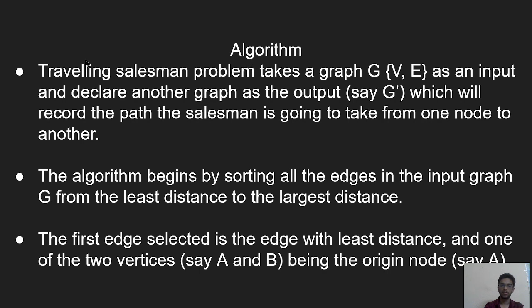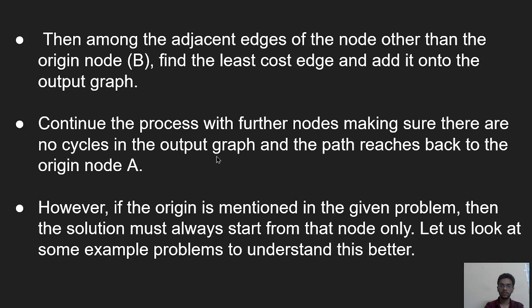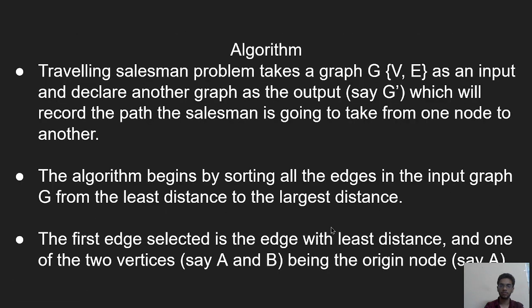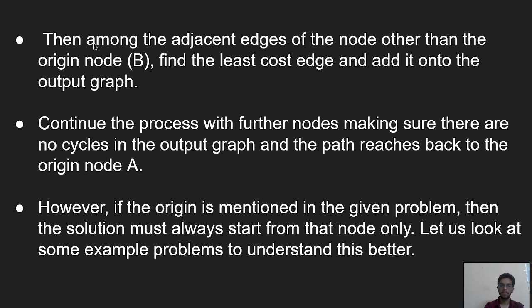The algorithm will take a graph G as input and declare another graph as output. We will record the path the salesman takes from one node to another. The algorithm begins by sorting all the edges in the input graph G from the least distance to the largest distance. The first edge selected is the edge with least distance, and one of the two vertices is the origin node. Then among the adjacent edges of the node other than the origin node, find the least cost edge and add it onto the output graph. Continue the process with further nodes, making sure that there are no cycles in the output graph and the path reaches back to the origin node.